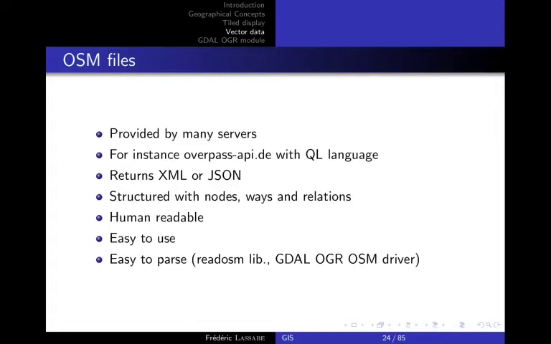It's easy to use, so you get the nodes, which are basically points. You join points together when they are in the same way, and you have the relations which give more information about groups of ways and nodes, as well as other relations. So relations are composite data. And it's easy to parse thanks to the libraries which can read OpenStreetMap files, such as the read OSM library or the GDAL OGR OSM driver.